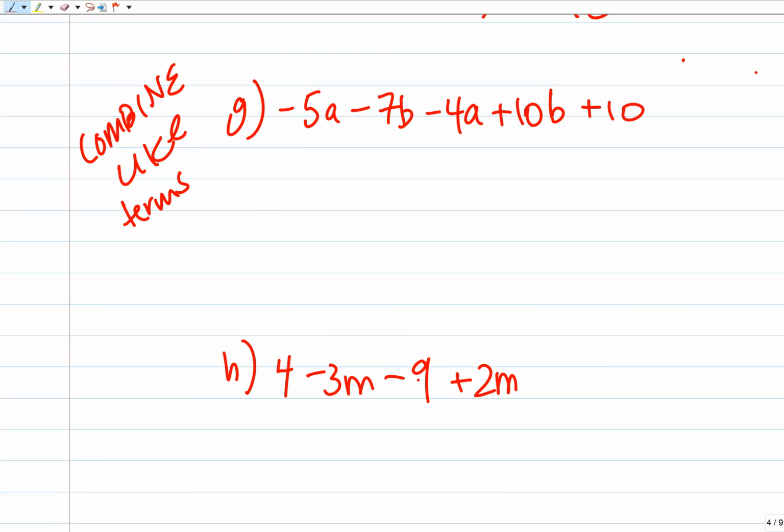We got variables. We combine like terms. So that means I combine the A's with the A's, the B's with the B's, and the 10, or the constant, with any other constants. There aren't any. Leave the 10 alone.